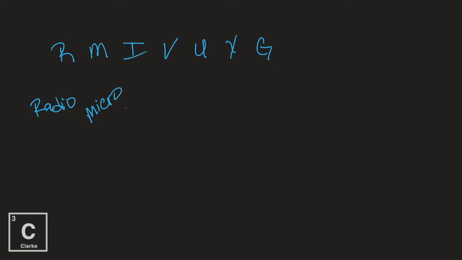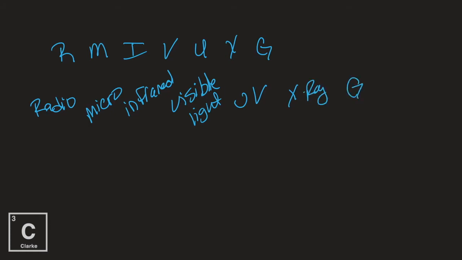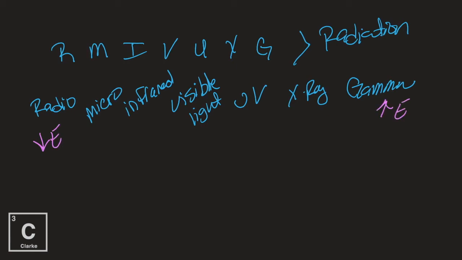And before we move on, remember the electromagnetic spectrum, where I always have to use my mnemonic device: raging Martians invade Venus using X-ray guns. So that's radio waves, microwaves, infrared, visible light, UV, X-ray, and gamma. We do consider all of these types of waves to be radiation. And if you can remember far enough back, this end is where the low energy waves are, and this end is where the very high energy waves are.